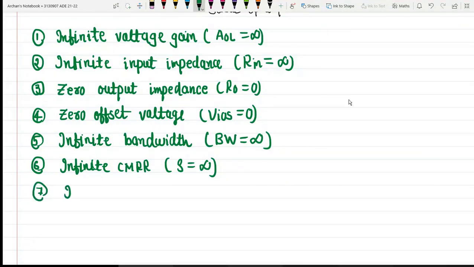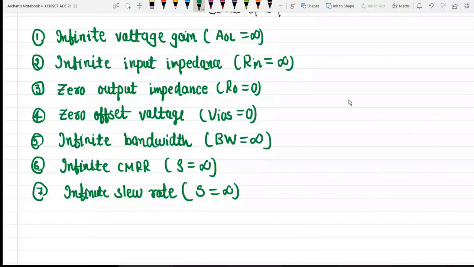And then if we talk about the slew rate, the ideal value of slew rate is again infinite. Slew rate is generally denoted by capital S, and its value should be equal to infinite. So what does this infinite slew rate ensure? It ensures that the change in output voltage occurs simultaneously with the change in input voltage. If I suddenly change my input, then what should happen? Output voltage should change instantaneously.